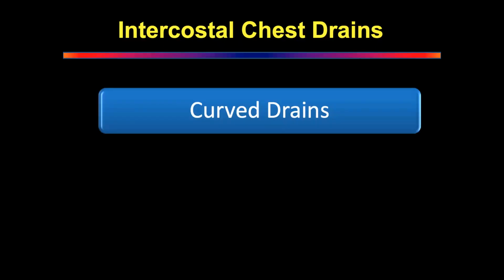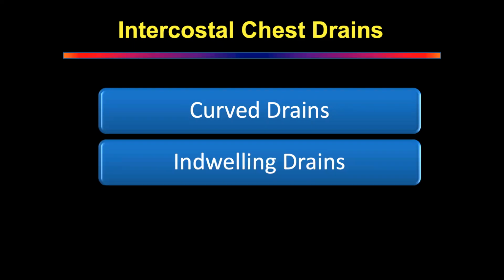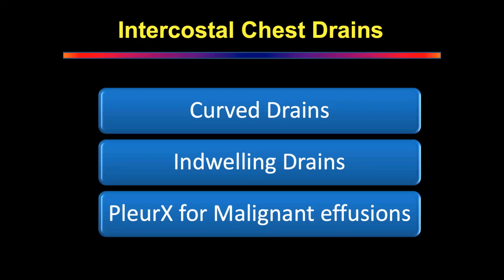So you've got curved drains, which are your standard drains, and then more importantly, don't forget indwelling catheters, which is a PleurX drain for malignant effusion. Okay, so simple question, but you must know all the answers for this. It's not complex, but you must know all the answers.